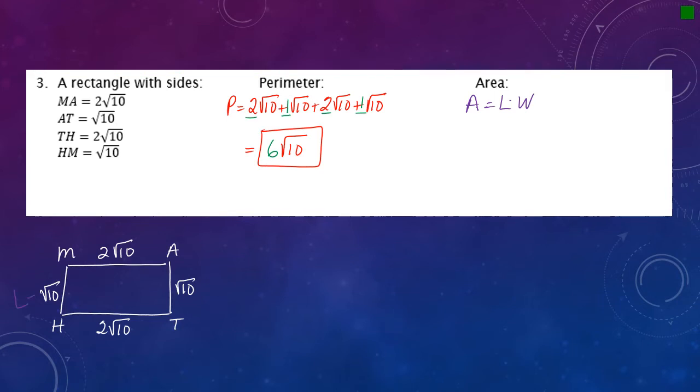For area, the formula is length times width. And if you go down to our picture, as long as you pick one of each side, it doesn't really matter which one is which, but I'm going to label my length as the square root of 10 and then width as 2 square root 10.